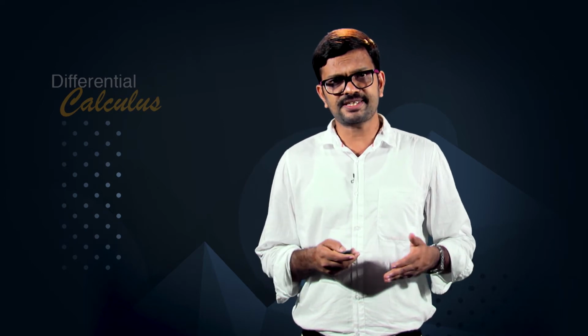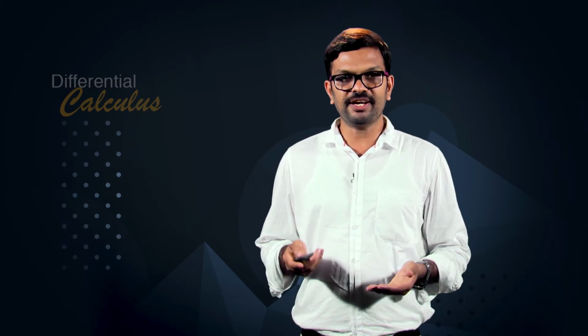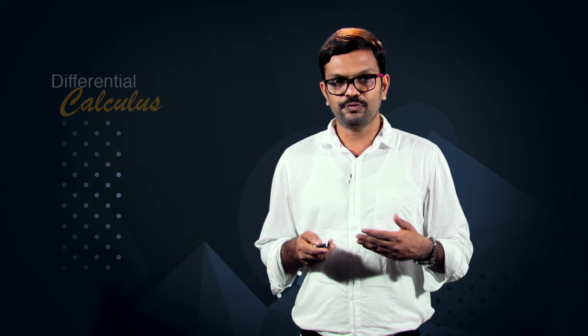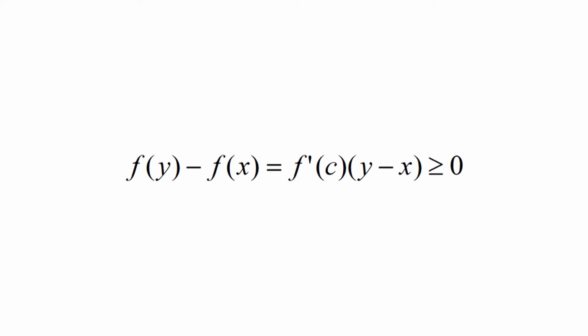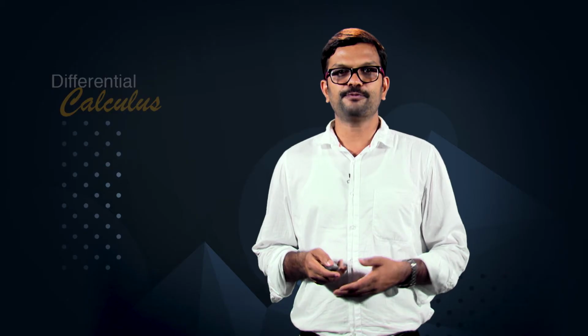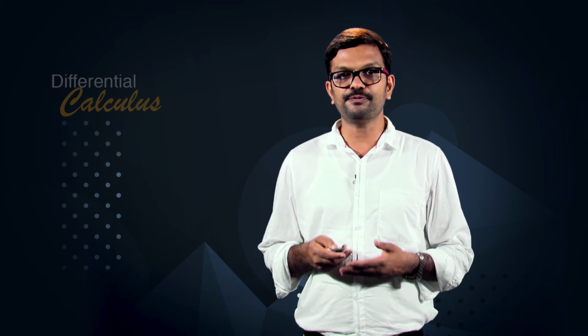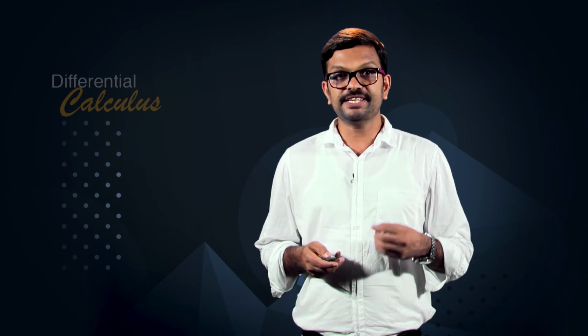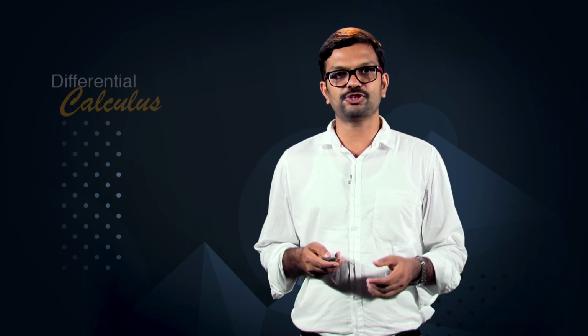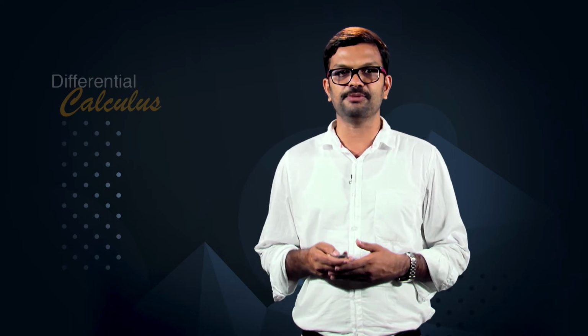Thus, if x is strictly less than y, then y − x is positive. So, we have f(y) − f(x) = f'(c)(y − x) ≥ 0. So, f(y) ≥ f(x). This says that f is increasing on I. Thus, for a differentiable function f on (a, b), f is increasing if and only if f'(x) ≥ 0 for all x in the interval (a, b).